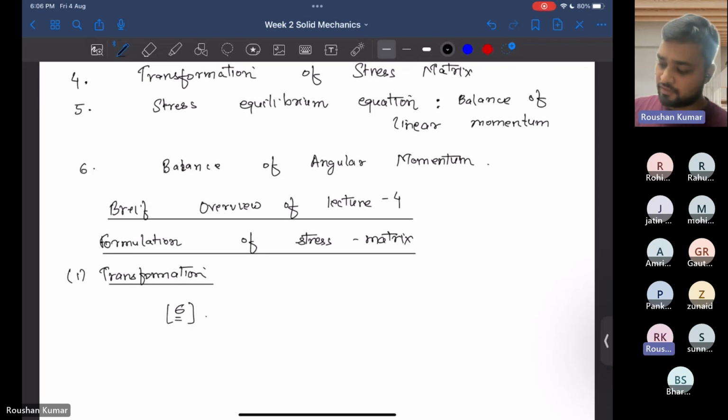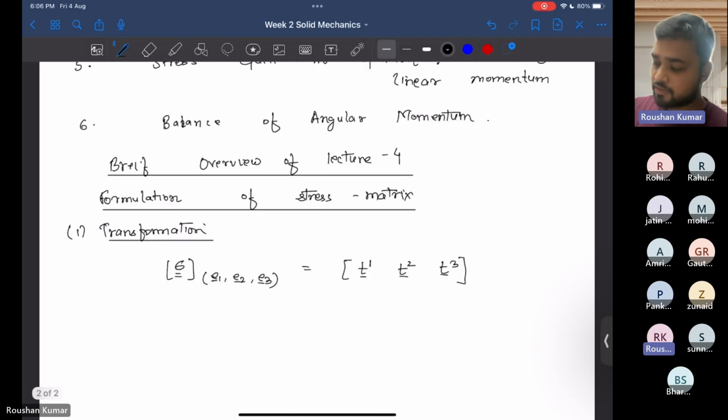So the stress matrix, which is the component of the stress tensor in the E1, E2, E3 coordinate system, is given by traction on plane 1, traction on plane 2, and traction on plane 3. I already discussed earlier that each column denotes the traction on that particular plane, and each row of any column represents the component along the E1, E2 and E3 direction. So it can also be written as sigma ij is equal to tj dot ei, where i goes from 1 to 3 and j goes from 1 to 3.